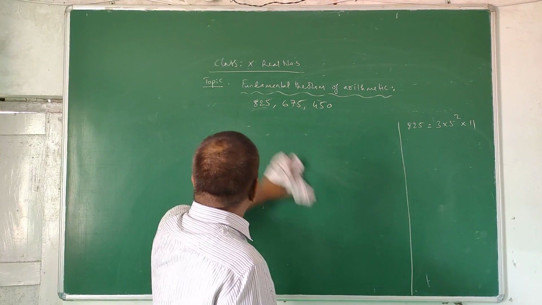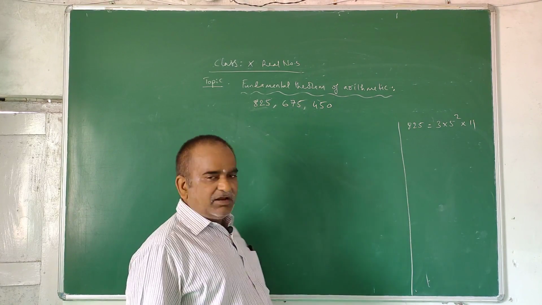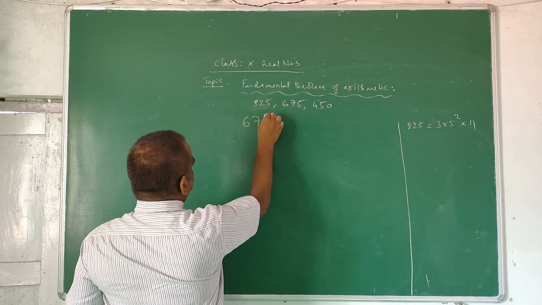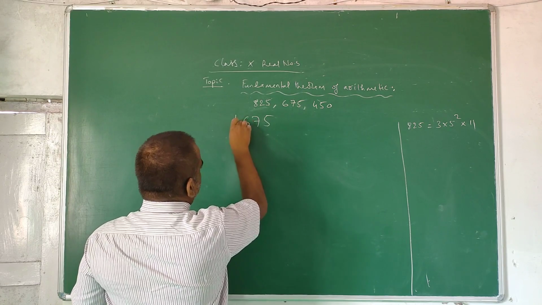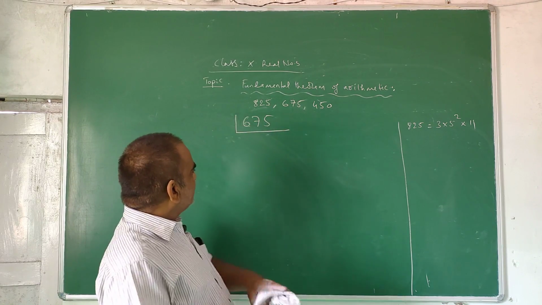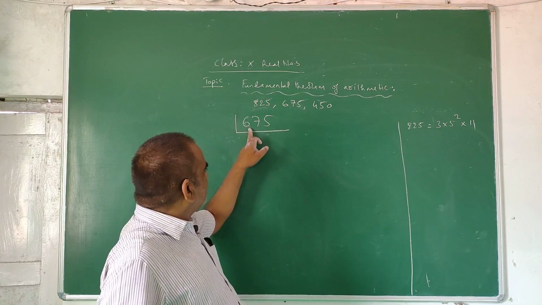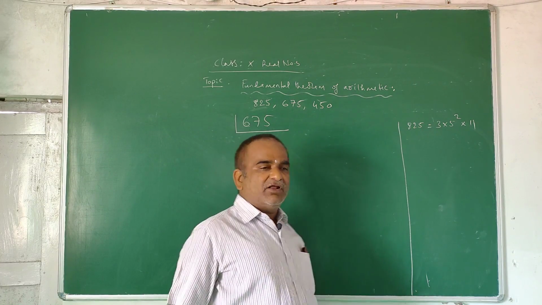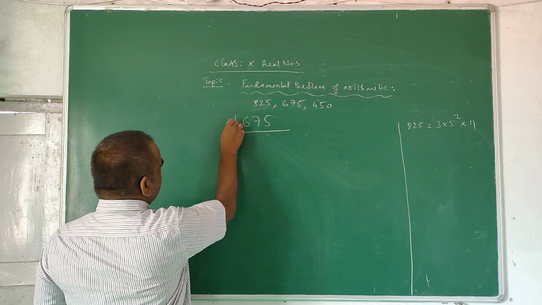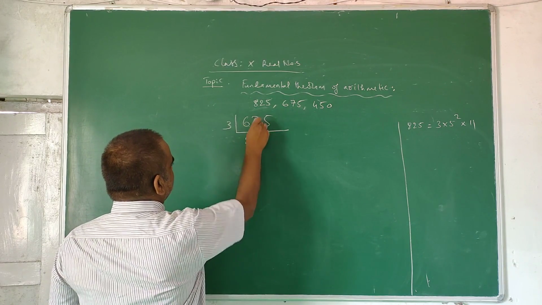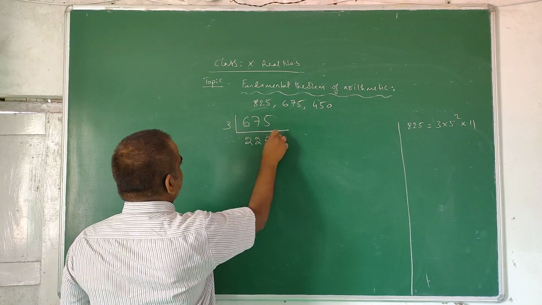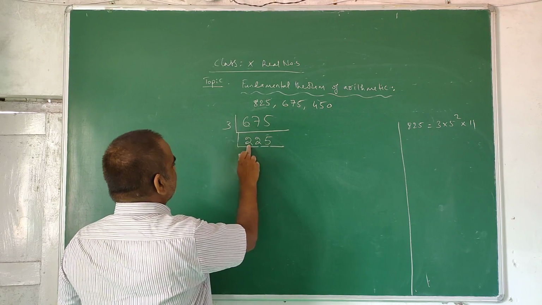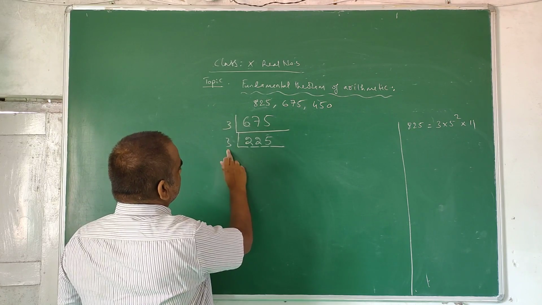Now I am cleaning the board. Now you go for 675. Now let us see whether it goes with 3. 7 plus 5 is 12, 12 plus 6 is 18, 18 goes by 3, and 675 also goes by 3. So 3 2s are 6, again 3 2s are 6, 3 5s are 15. Now here 5 plus 2 is 7, 7 plus 2 is 9. So okay, it goes with 3.